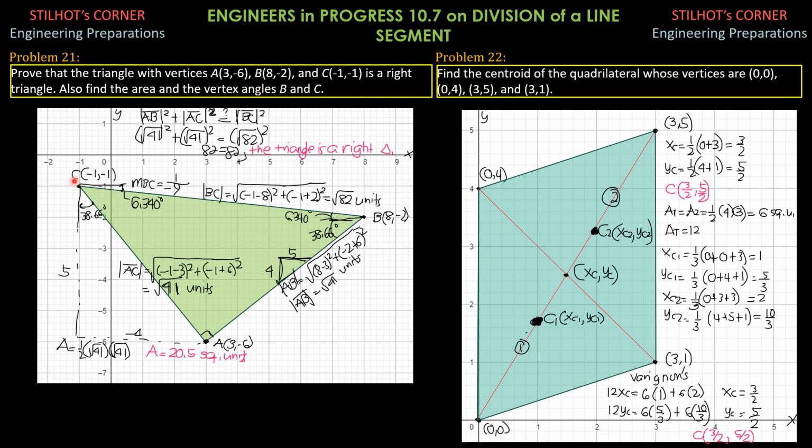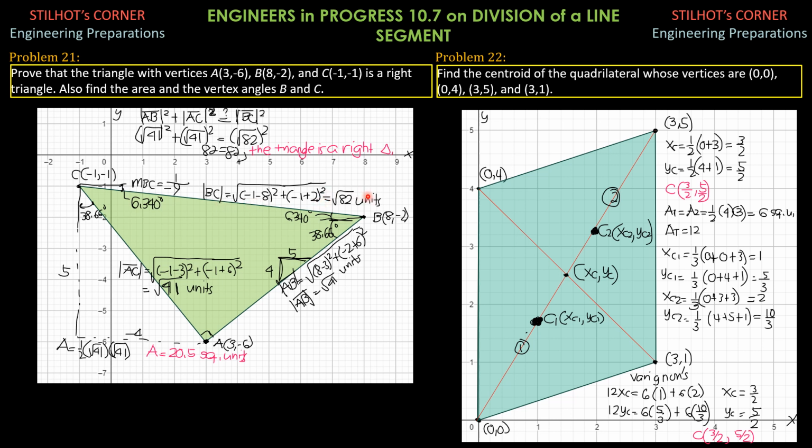BC is the square root of, this is the calculation, (-1 minus 8) squared. So negative 1 minus 8, negative 9 squared, 81. Then plus (-1 minus -2). So negative 1 plus 2, which is positive 1 squared. So 81 plus 1 is 82. So BC is square root of 82 units.